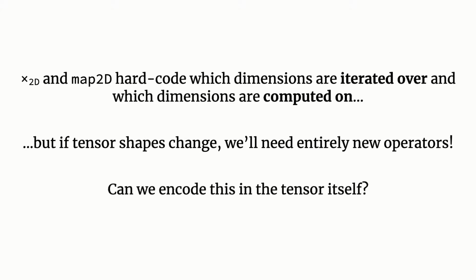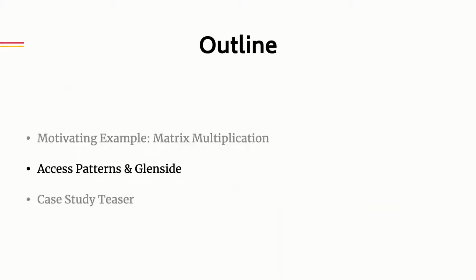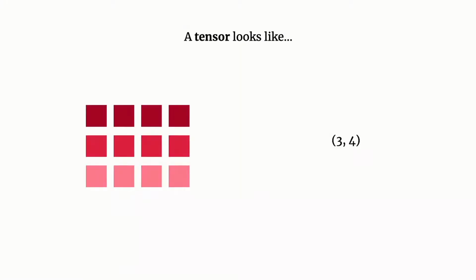So can we encode this information, and by this information I mean the dimensions that are iterated over and the dimensions that are computed on, can we encode this directly in the tensors themselves? And so unsurprisingly, the answer to this question is yes, and this is exactly what access patterns are designed to do. So let's learn about what access patterns are.